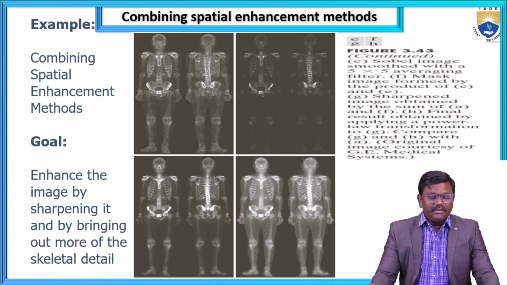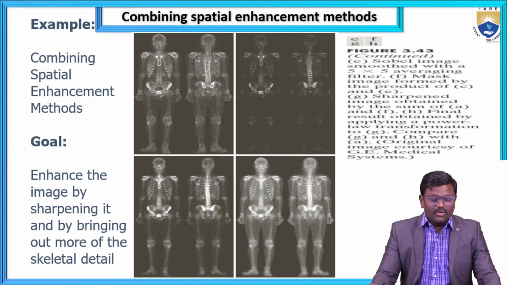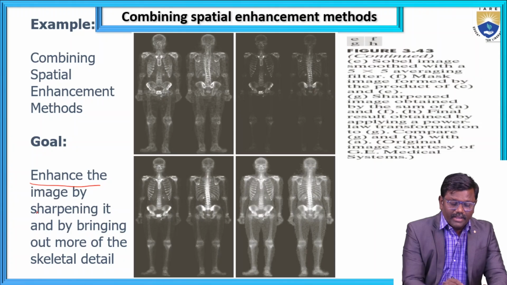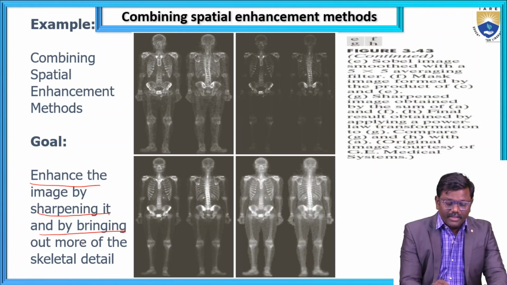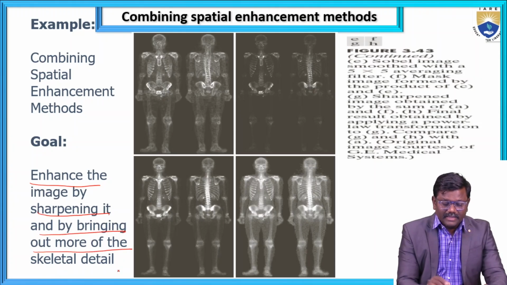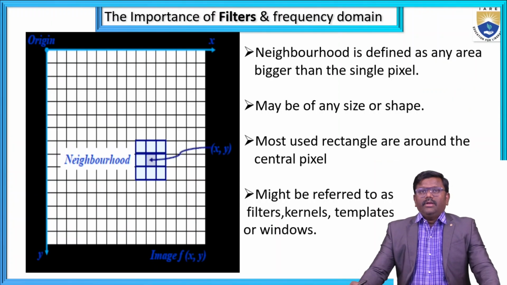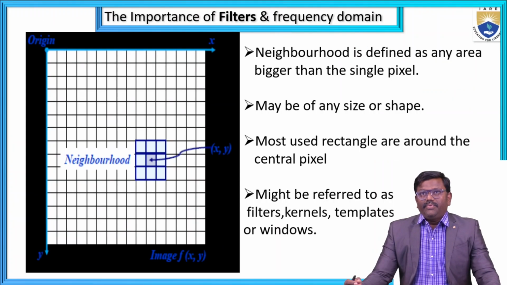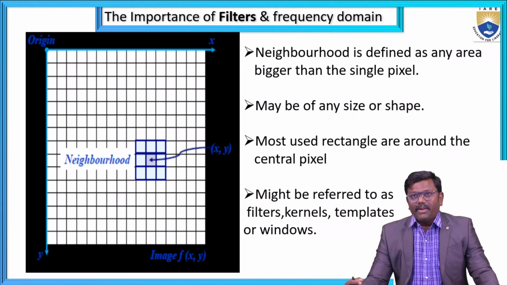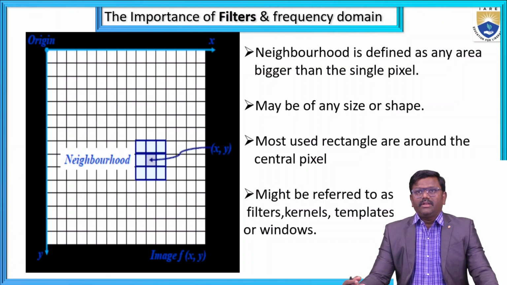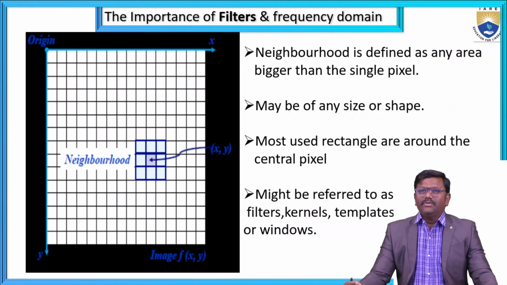So the combining spatial enhancement method, the goal is to enhance the image by sharpening it and by bringing out more of the skeleton detail information. Coming to the filters and where we can apply them, based on your selected filters, the value is computed using a simple concept based on the comparison of one pixel to another.